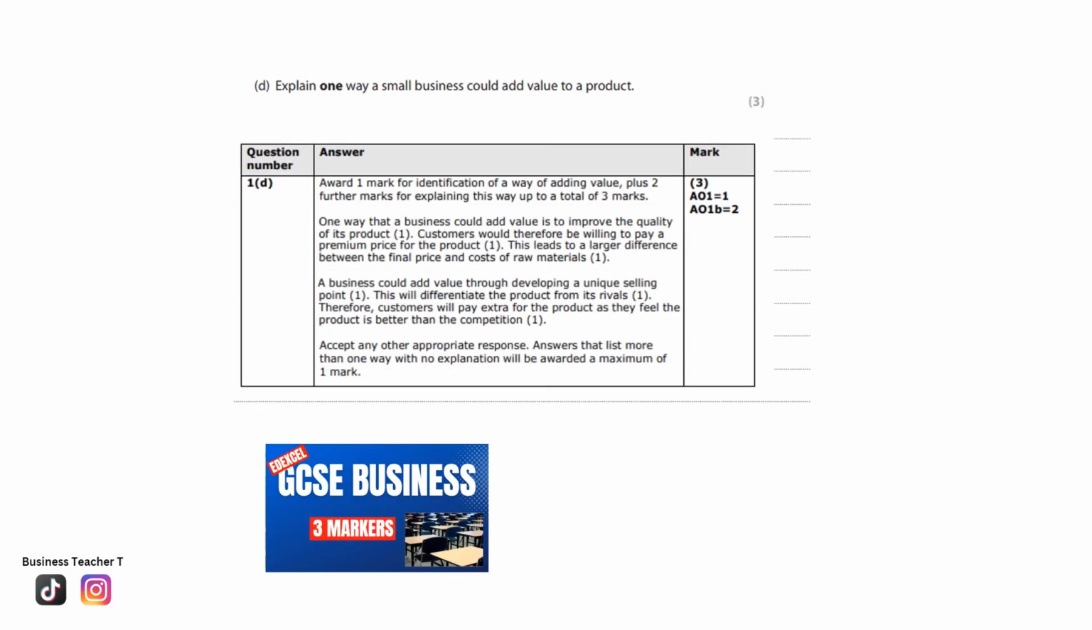Next question. Explain one way a small business could add value to a product. Let's take a look at the possible answers. You could have written one way that a business could add value is to improve the quality of its product. Customers would therefore be willing to pay a premium price for the product. This leads to a larger difference between the final price and cost of raw materials. Or a business could add value through developing a unique selling point. This will differentiate the product from its rivals. Therefore, customers will pay extra for the product as they feel the product is better than the competition.